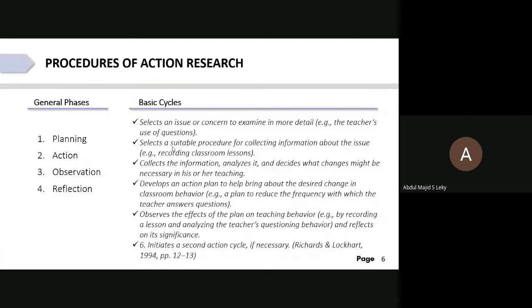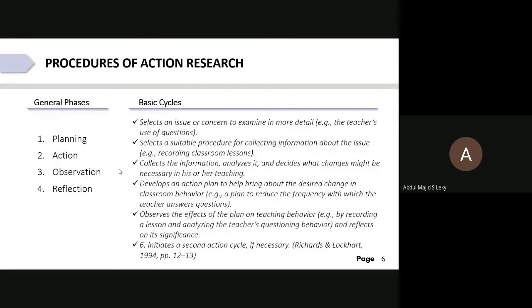And the next is to develop an action plan to help bring about the desired change in classroom behavior. For example, a plan to reduce the frequency with which the teacher answers a question. So after we decide what is the best change we can make to our style or teaching methodology in our classroom, we need to develop an action plan. What it means by action plan here is some sort of research methodology or research procedure to help bring about the desired change in classroom behavior.